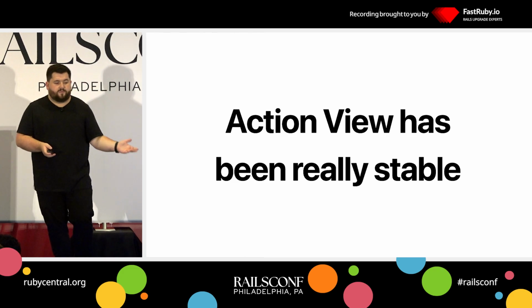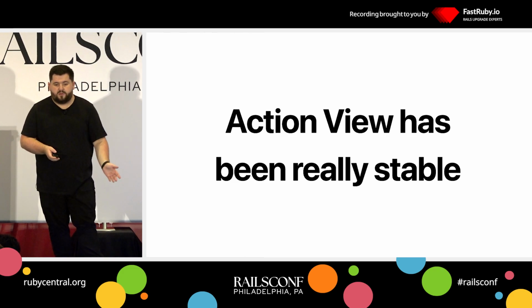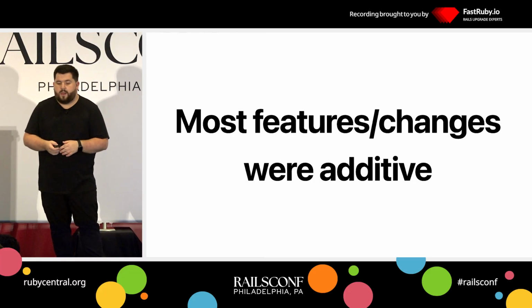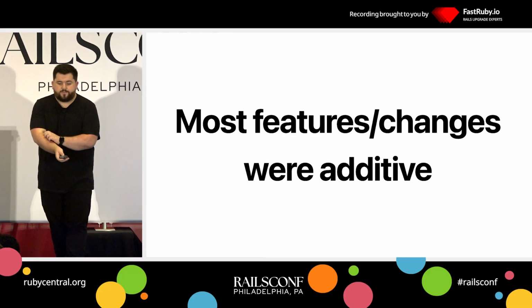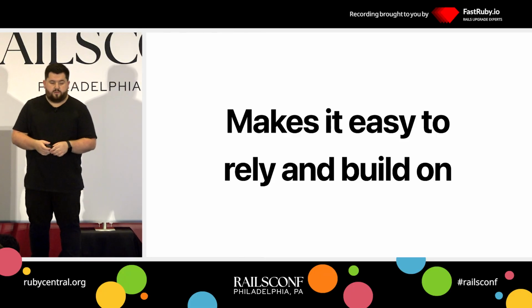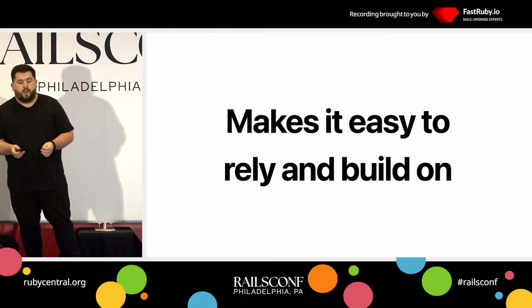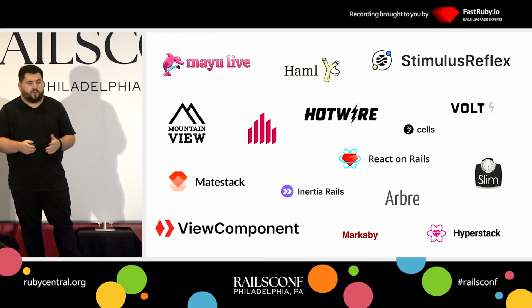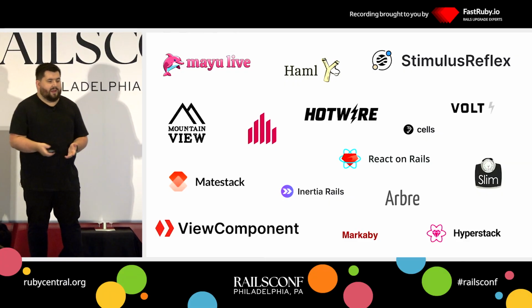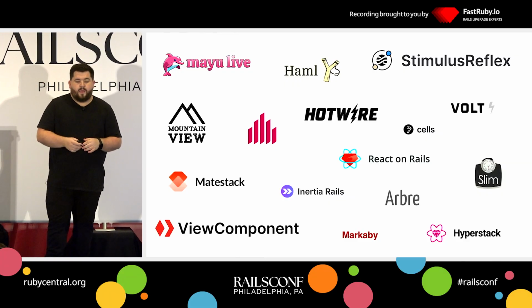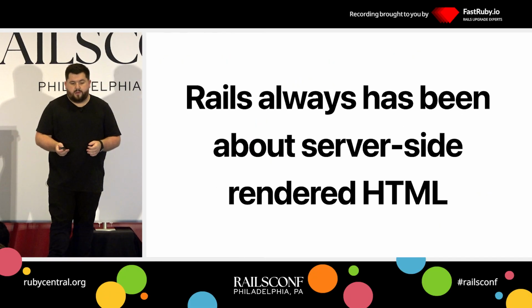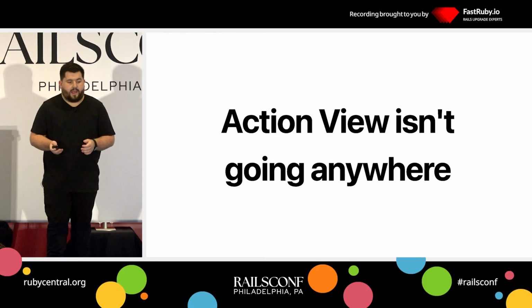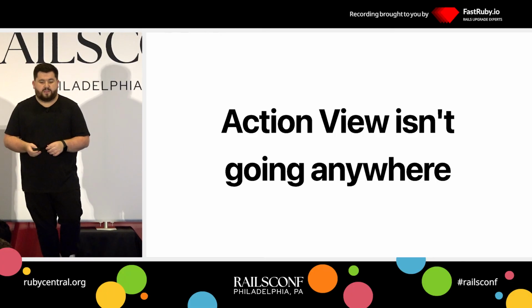There have been a lot of things happening under the hood to make it more performant, to make it more reliable. But most of these features were additive, not really breaking, which makes it really easy to rely and build on, but also means that there were a lot of other approaches happening at the same time. But still, Rails was always about server-rendered HTML, and Action View isn't going anywhere. Action View is here to stay.